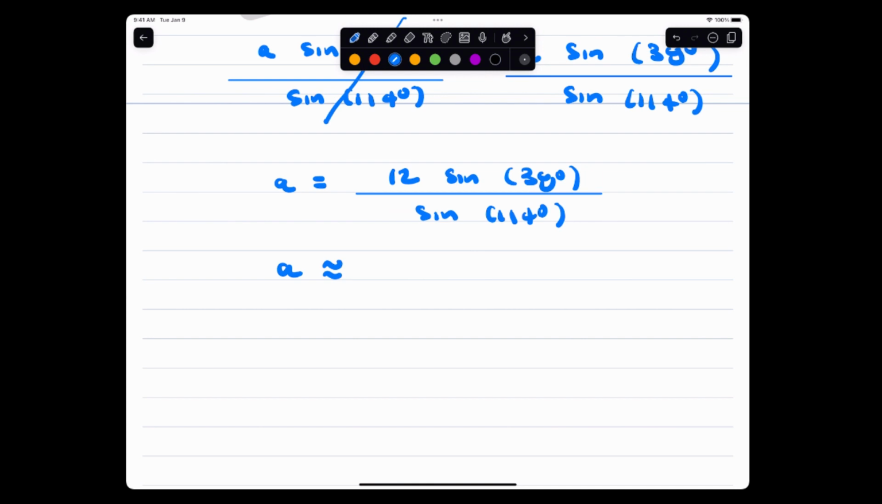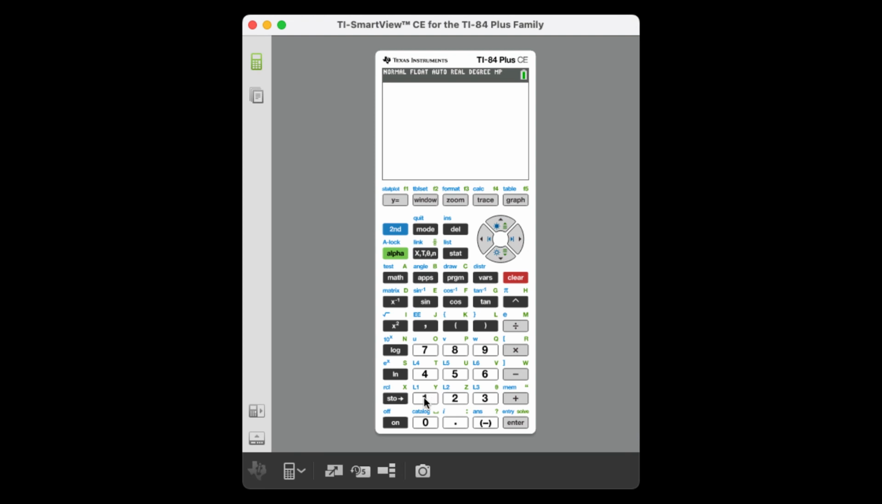Okay, you guys ready for this now? You guys have your calculator set to degrees? Okay, let's try this. I'm going to clear this out now. Go to the TI. We're going to say 12 sine of 38, close that, divided by sine of 114, close that. 8.1.